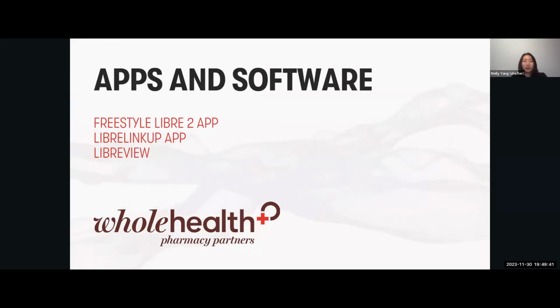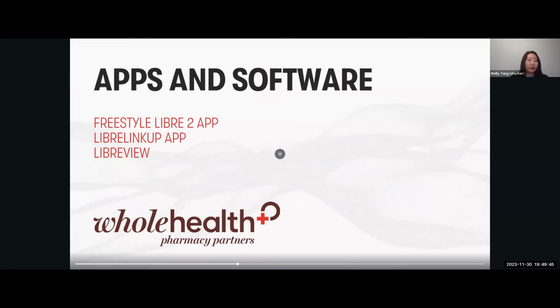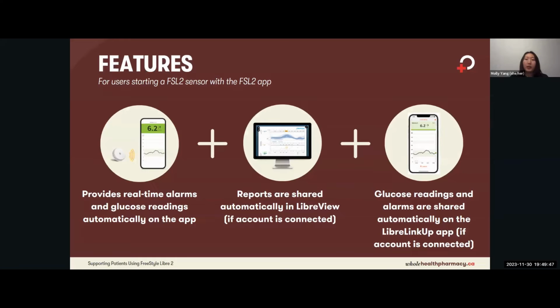Okay, so let's go into the apps and software. So what's available within the FreeStyle Libre 2 ecosystem? There are 3 platforms. There is the FreeStyle Libre 2 app, which is what is used to collect the data from the sensor. There's also a LibreView app, LibreView web platform that healthcare providers can use to get real-time data from these readings. And there's also Libre LinkUp, which can be used by caregivers.